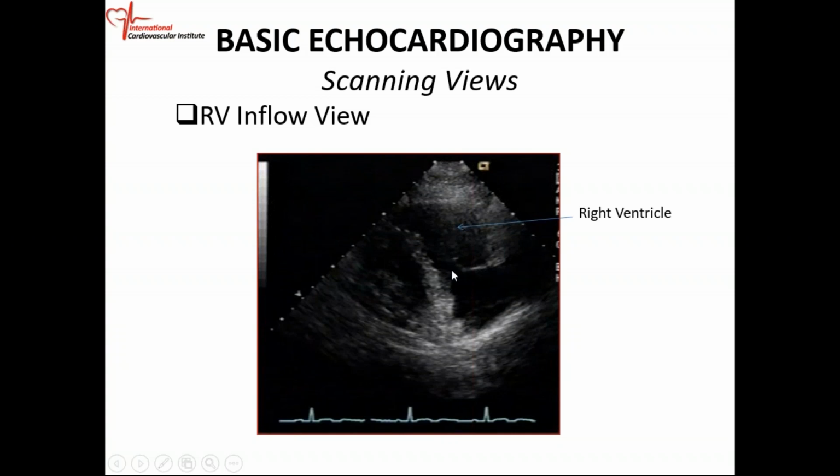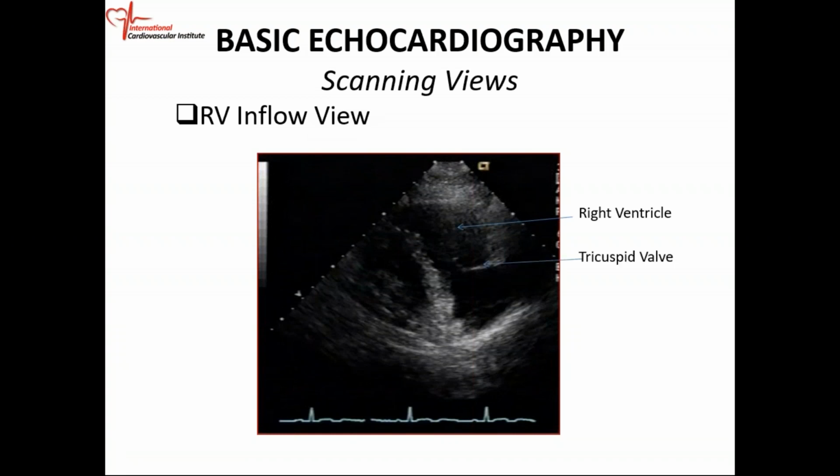This is the posterior leaflet of the tricuspid valve. This is the anterior leaflet of the tricuspid valve. So it's showing you the blood flowing from the right atrium into the right ventricle. Hence it's called a RV inflow view. Okay? So again, the transducer is in the third or fourth interspace, the left side of the sternum, and you're going to pull it downwards a little bit.